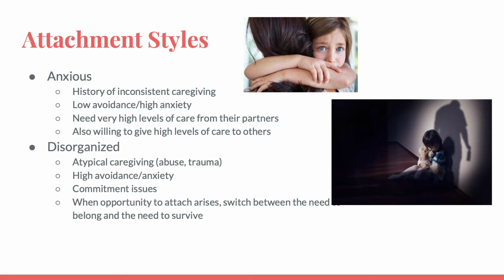So if their parents were abusive or if they went through a big trauma in their childhood, they'll have a disorganized attachment style. These people have commitment issues and trust issues. So they switch back and forth between wanting to be attached and wanting to belong, and then the need to survive and fearing that relationship.